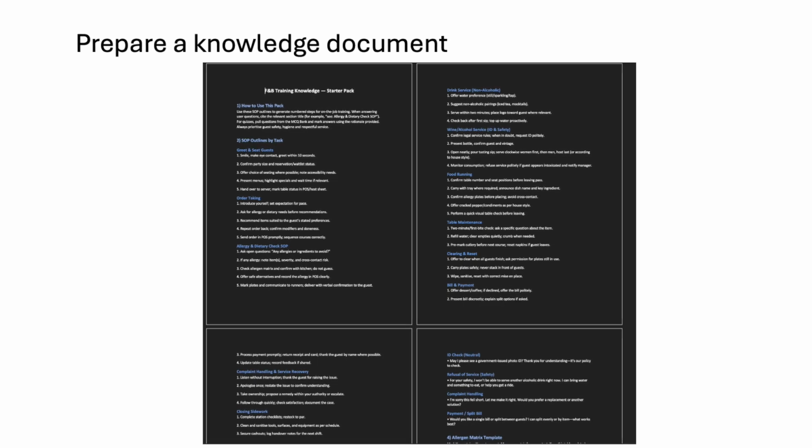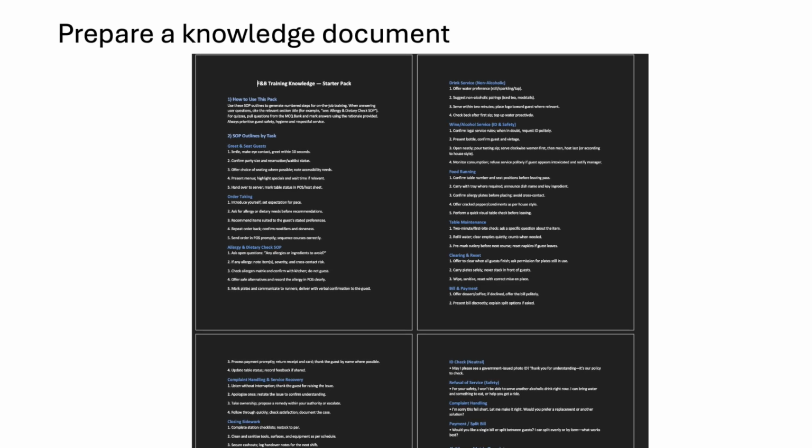Next, you need to have a knowledge document from which the bot will draw relevant information. It can be a process document from your company, or you can compile publicly available information and process it into a Word document.